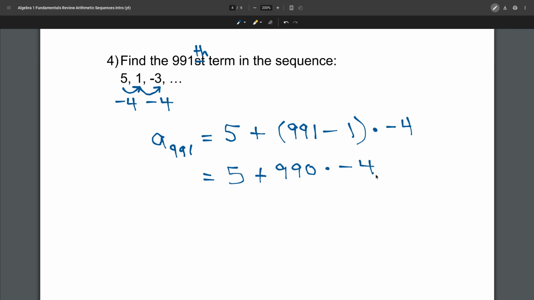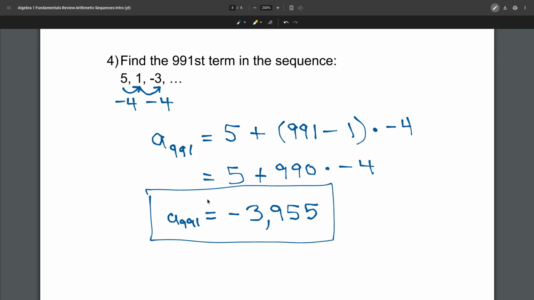All right, so let's do that on the calculator. So we do 5 plus 990 times -4, and we get -3,955, and that's the 991st term. Maybe first is right. Anyways, so that's how we got the 991st term. All right, let's try number 5.